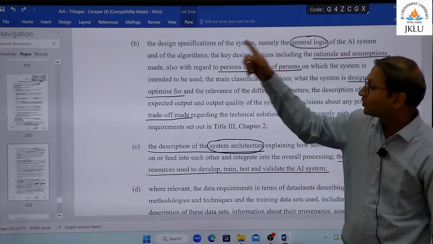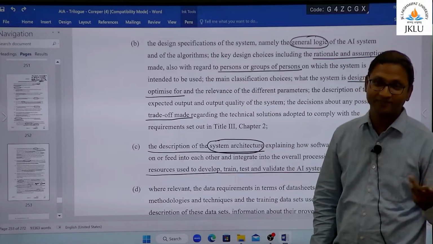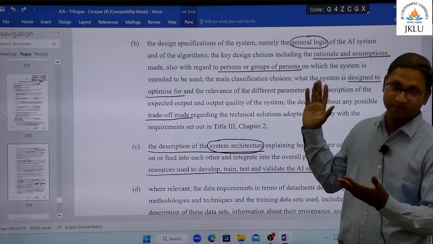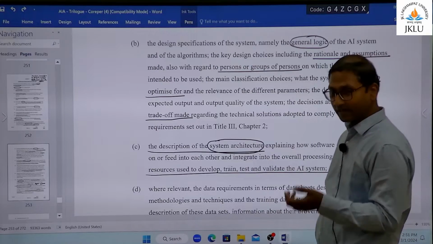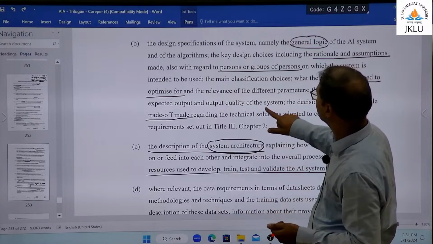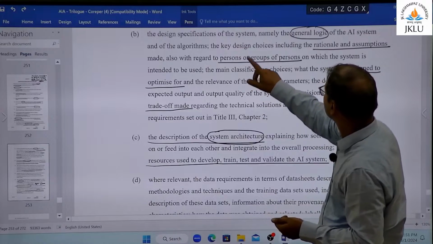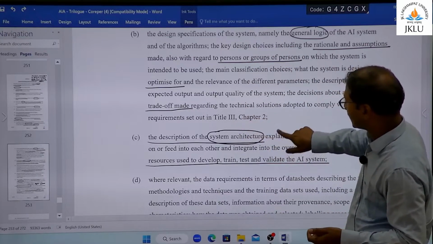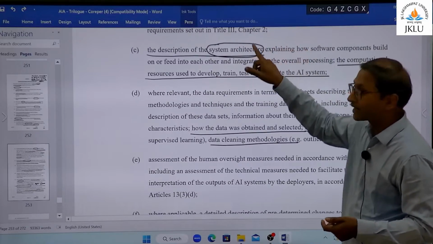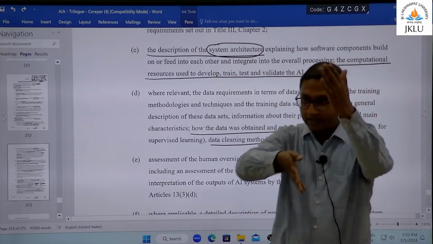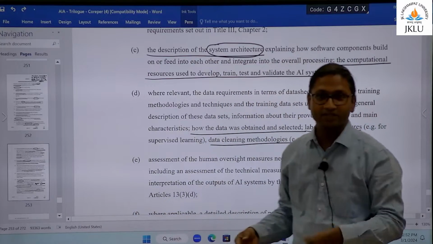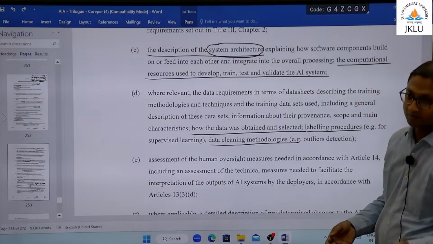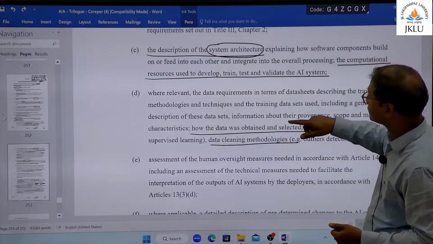But you are supposed to give details. So that's why compliance cost. And I think it is 300K, it is not 30K. The key design choices, okay, so fine. The description of system architecture, so your neural network, how it interacts with other things, LSTMs or BERT or whatever, okay.